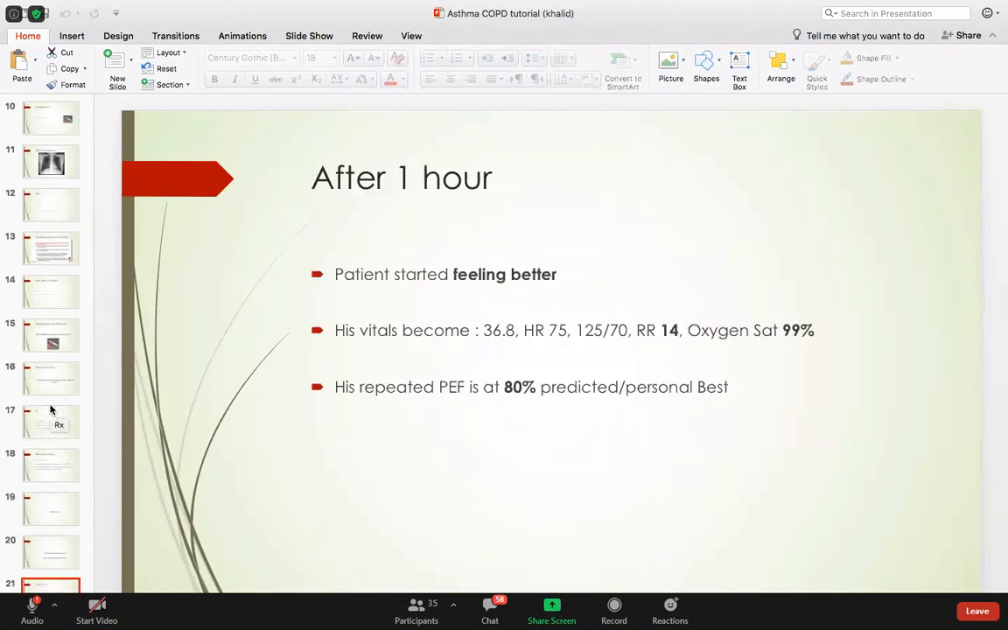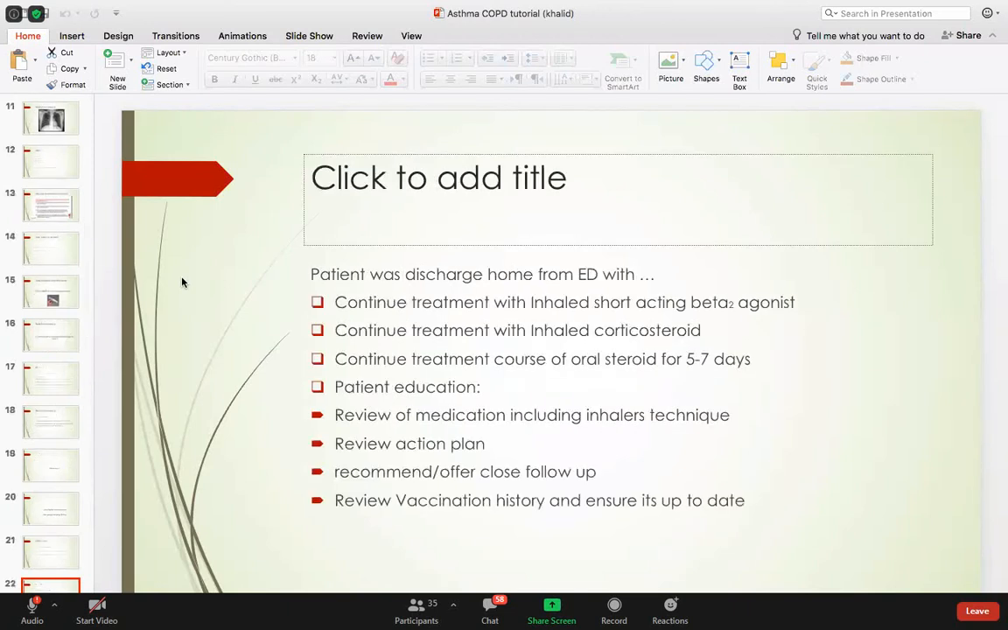Okay. So the patient is starting to feel better. His vitals become as follows: temperature 36.8, heart rate 75, blood pressure 125/70, respiratory rate of 14, saturation of 99%. His repeated peak expiratory flow is at 80% of predicted or personal best. So the patient was discharged home from the emergency with the following: he was asked to continue the inhaled short-acting Ventolin, continue inhaled corticosteroid, continue the oral steroid for 7 days, and patient education.